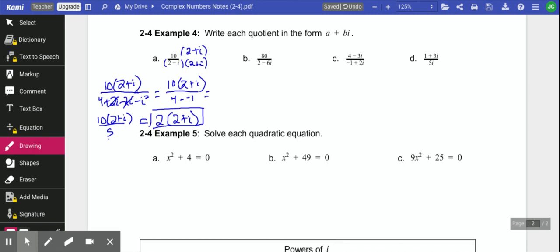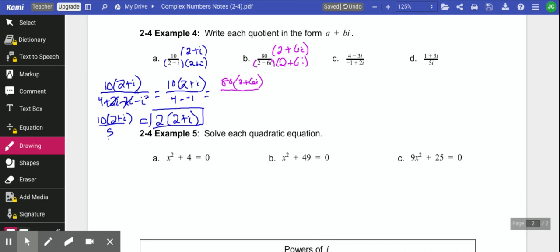Okay, let's try the next one. So we don't want to have the complex number in the denominator. So what we're going to do is multiply by its conjugate, 2 plus 6i. We have to do that on top and bottom. Okay, on top, we're just going to leave it. Don't worry about distributing that. We'll deal with it in a little bit.